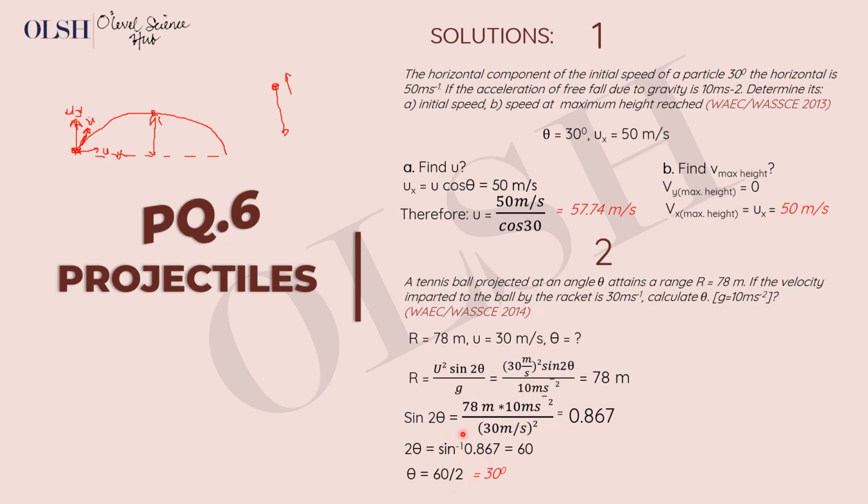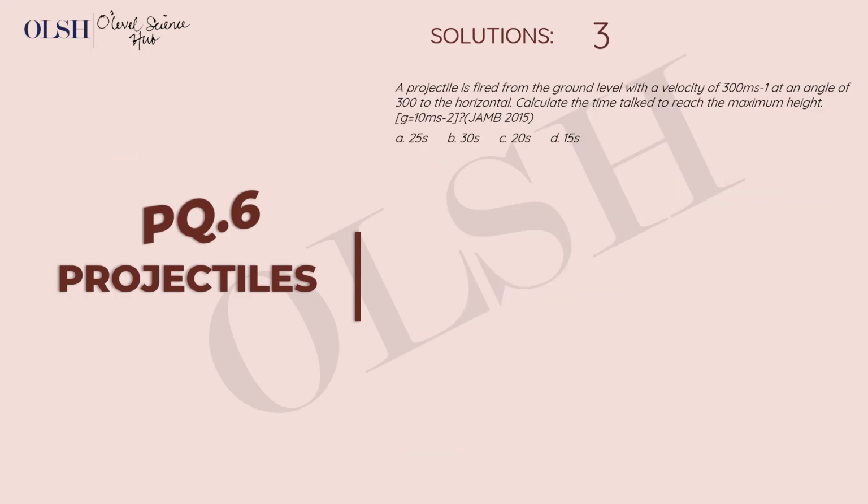So it's pretty straightforward. Let's look at the third question. A projectile is fired from the ground level with a velocity of 300 meters per second at an angle of 30 degrees to the horizontal. Calculate the time taken to reach the maximum height. Of course, we're given gravity to be 10 meters per second squared. First of all, let's list out our parameters. We have initial velocity to be 300 meters per second, we have theta to be 30 degrees, and we're asked to find the time it took to get to the maximum height.